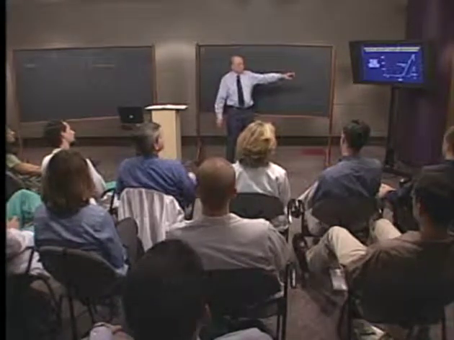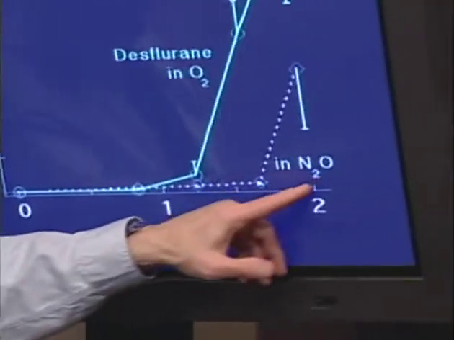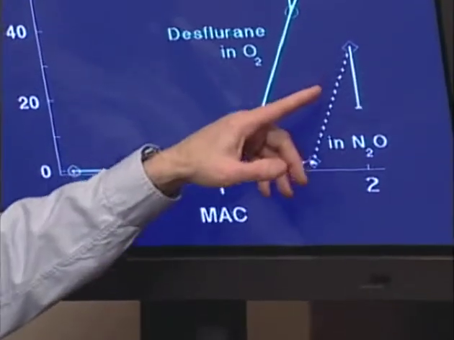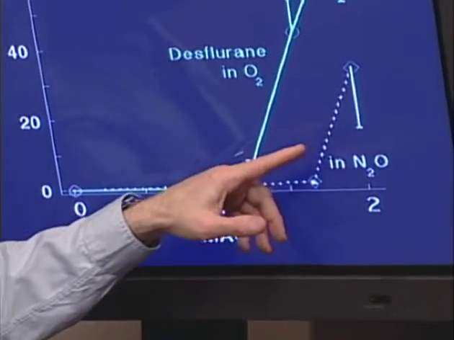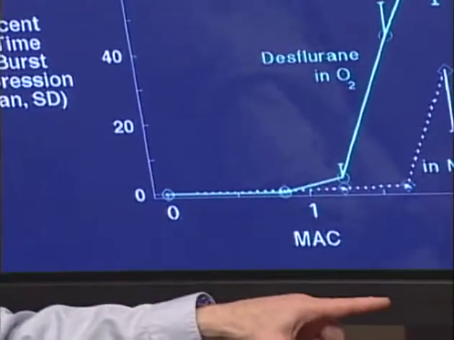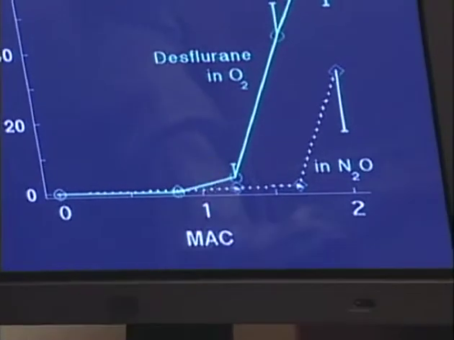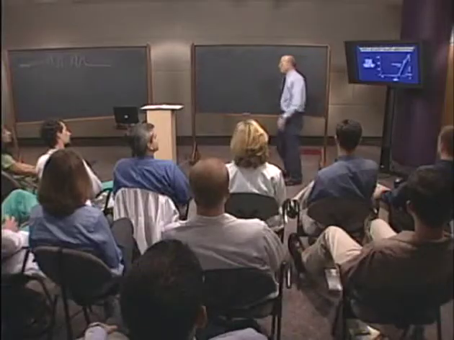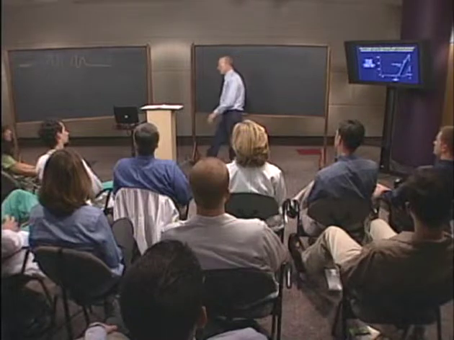And what you also notice here is that if you're taking the MAC value and including in that nitrous oxide, you see that the curve shifts to the right. And really what's happening is that nitrous oxide, although it adds to MAC, doesn't add at all to this capacity of anesthetics to affect the EEG.